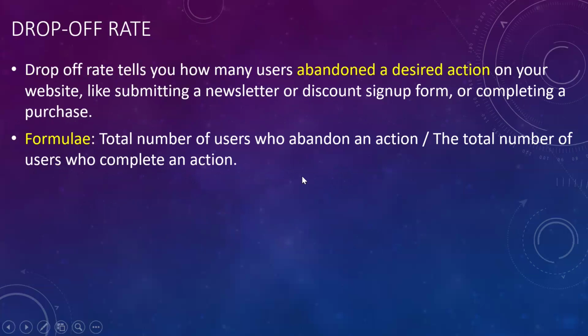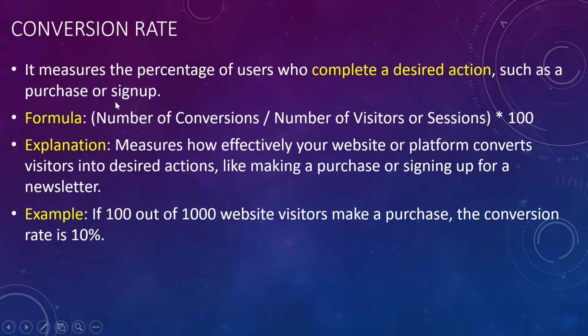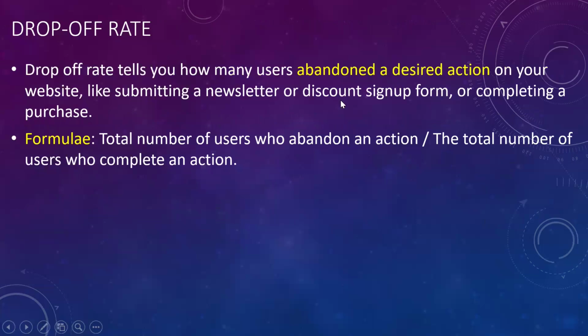Then drop-off rate. Drop-off rate tells us how many users abandon a desired action on our website, like submitting a newsletter or discount sign-up form or completing a purchase. And the formula is total number of users who abandon an action divided by total number of users who complete an action. So this is a ratio kind of metric. Then conversion rate measures the percentage of users who complete a desired action. So this is actually the opposite of the drop-off rate.